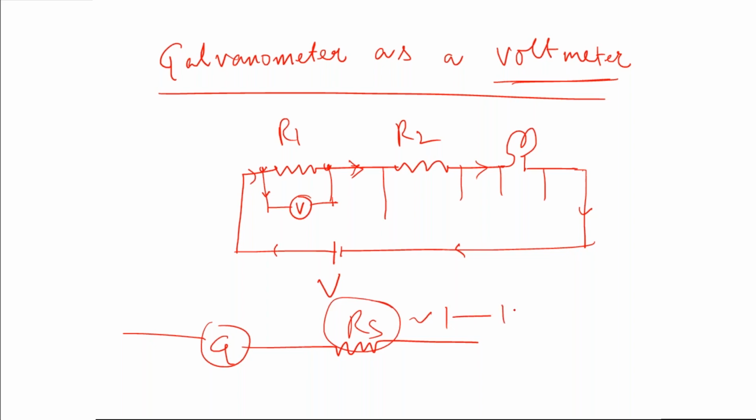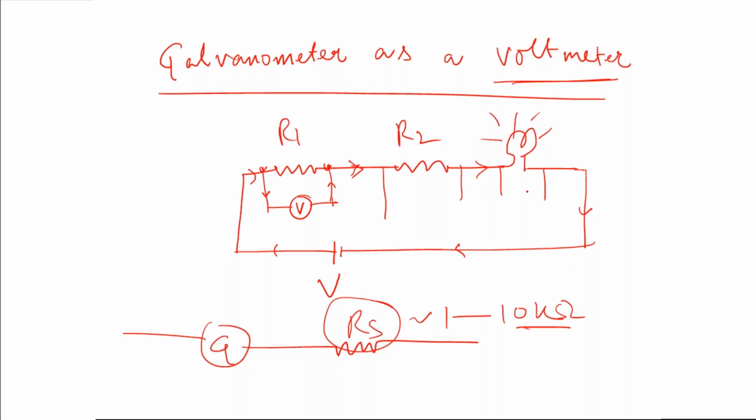So if some small amount of current is flowing through this voltmeter, then it will drop almost a huge amount of voltage from the battery, and it will disturb the other component. That means if your bulb was glowing earlier, after using this voltmeter you may not see it glowing. It may go off because of the voltage across this.